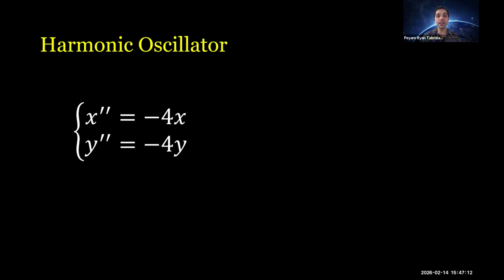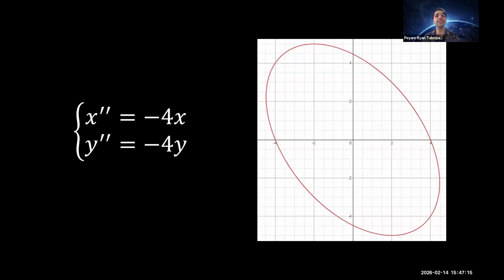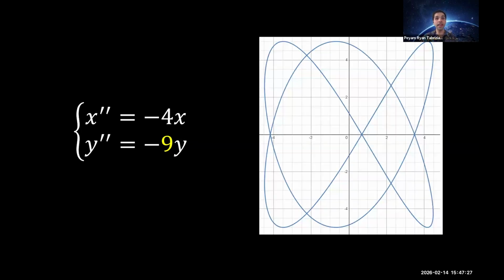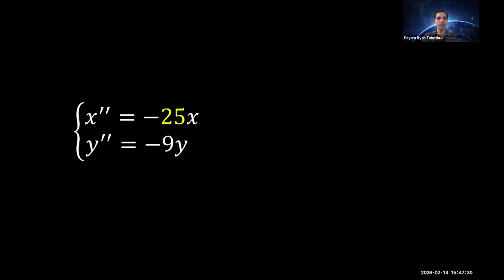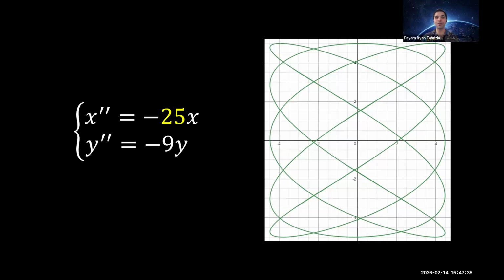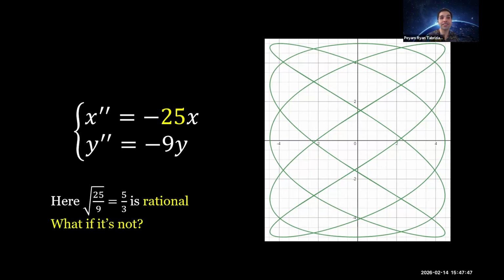Because if you take this decoupled system, the nice thing is you have a closed curve. And the question is, what happens if you change the parameters? What happens if you change a 4 to a 9? In this case, you still get a closed curve. What happens if you change a 4 to a 25? You still get a closed curve. Now, notice the reason this works is that the ratio of the frequencies is rational. The question is, what if it's not?